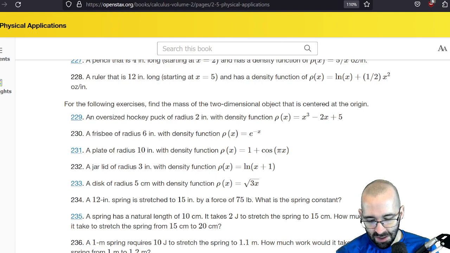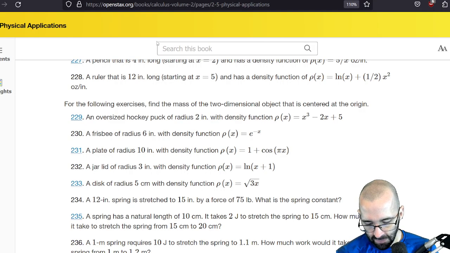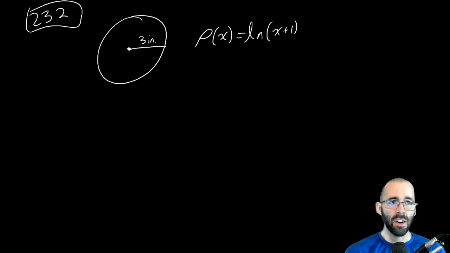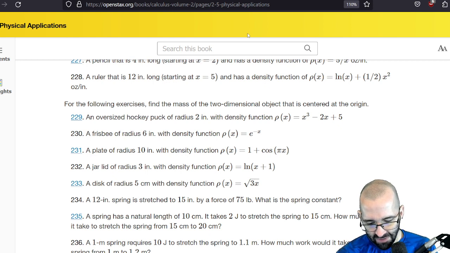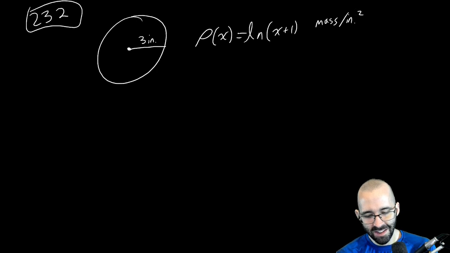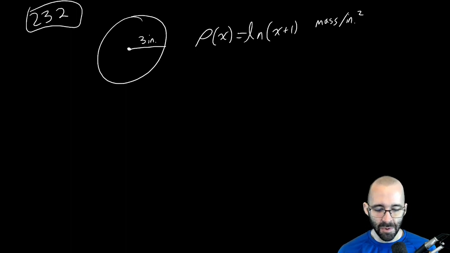Find the mass of the two-dimensional object centered at the origin. A jar lid of radius 3 inches. Density function, rho of x, equals the natural log of x plus 1. All right, so a 3-inch radius jar lid sounds like it could make sense. And what are our units here? It doesn't tell us. So this is some kind of weight. Okay, so that's some sort of mass per inches squared. All right, so we don't know how heavy this jar lid's going to be. It's going to be some kind of units.